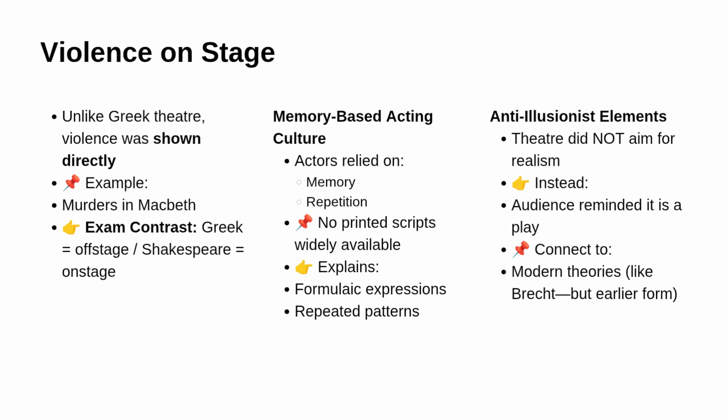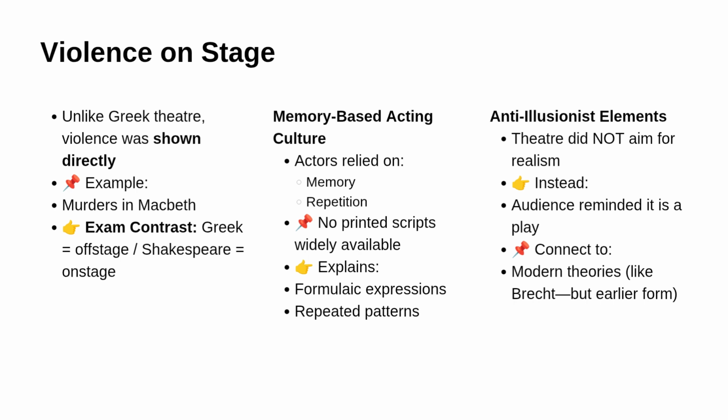Finally, let us understand anti-illusionist elements. Shakespearean theatre did not aim for complete realism. Instead, it often reminded the audience that what they were watching was a play. This connects with the idea of theatrical illusion we discussed earlier. The audience was aware of the performance, yet still emotionally engaged. This balance between awareness and involvement is very important.